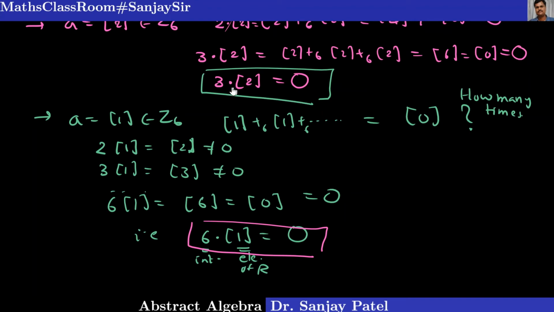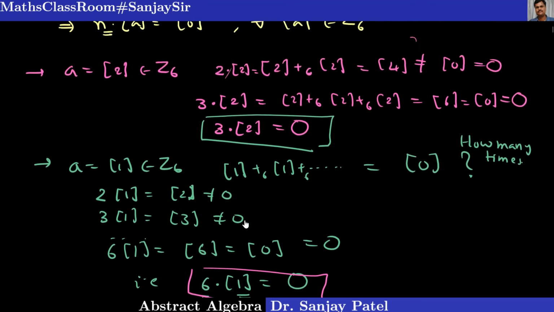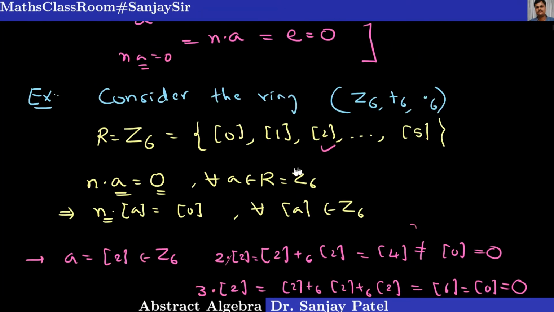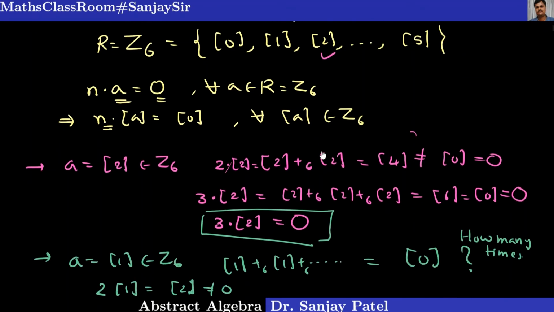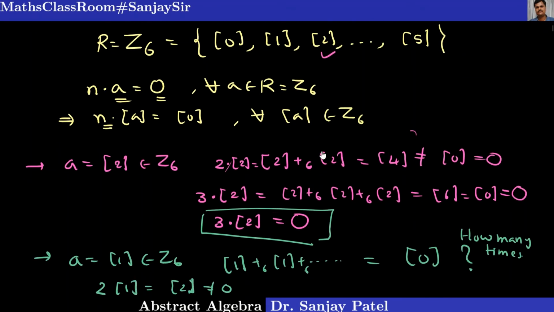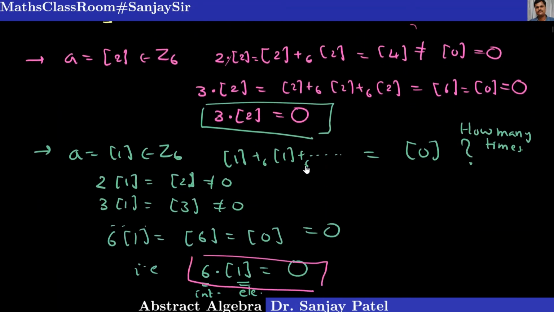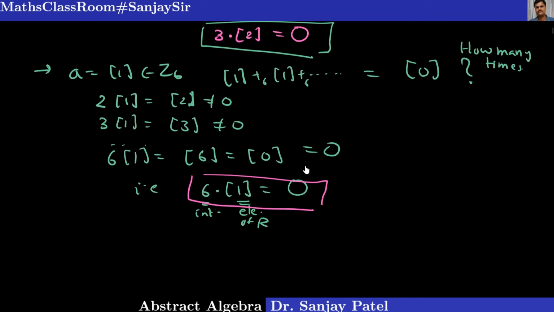So what we have proved is 6 times class 1 is equal to 0, and here we have 3 times class 2 is equal to 0. So we want to check all the elements in this ring and see what is the smallest positive integer n for which n times every element gives you 0. So 6 is the smallest number we are getting in this case. Let me try other values also.